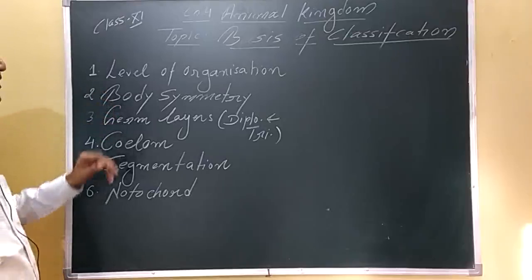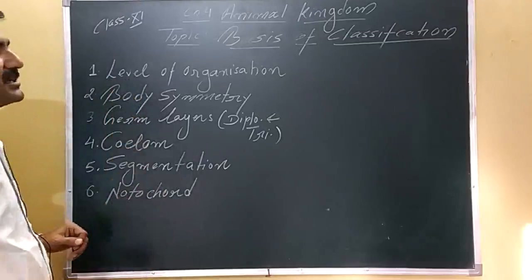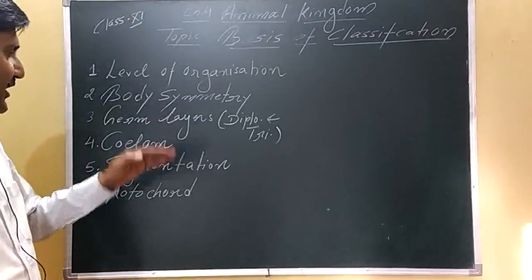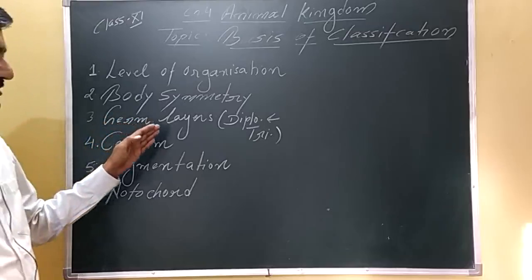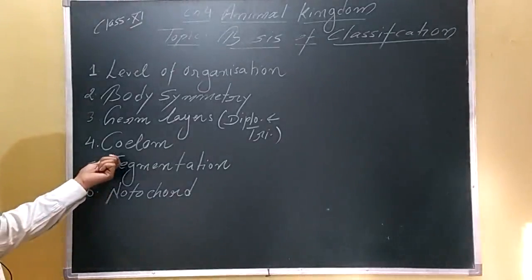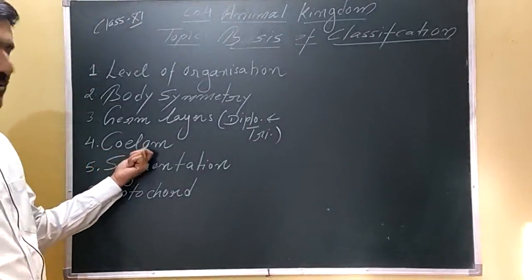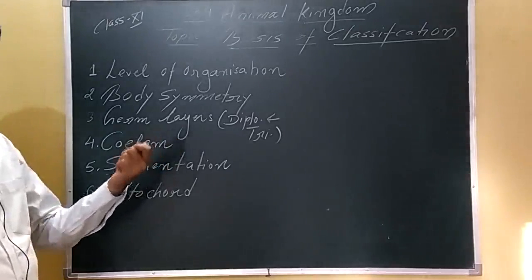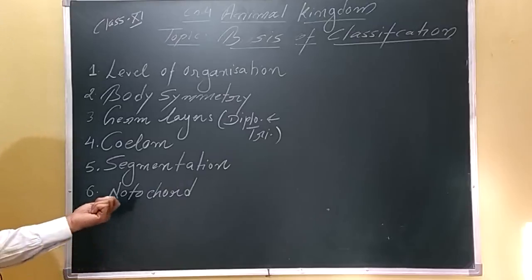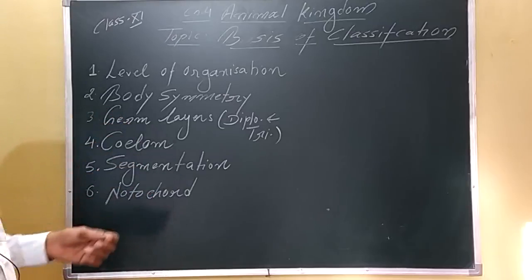So when we talk about these bases, the first basis is level of organization, then body symmetry, then germ layers. That way we use the words diploblastic and triploblastic. Then coelom or body cavity, presence or absence of coelom, their body segmentation, and notochord. So let's take one by one.